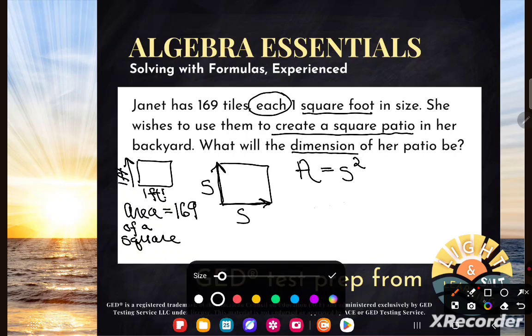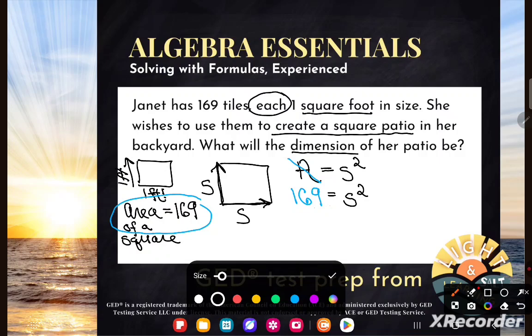Now, we will sub in what we know. And what do we know? Well, that 169 we said was that area. Since it was measured in square feet, it is the area, it is the A. So I will trade out the A for that number 169. And that is going to be equal to S squared. Side length is the thing I don't know. That's the dimension that's unknown here. And so it remains an S. And now it's just time to solve.